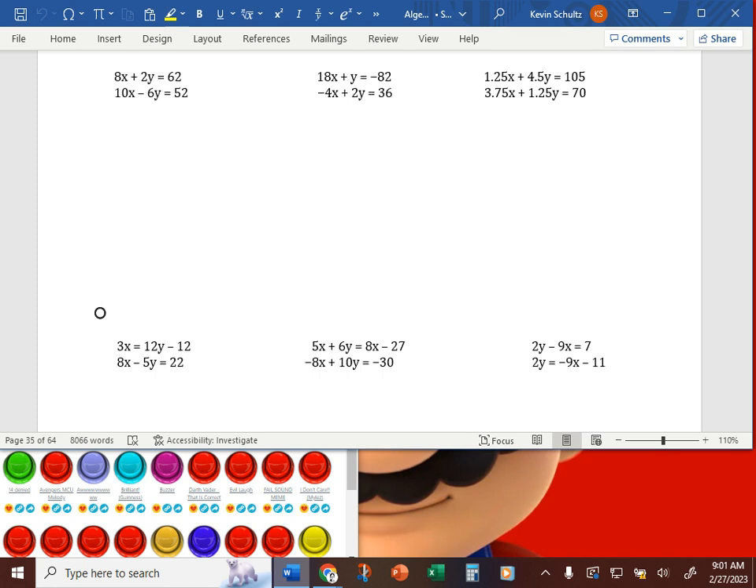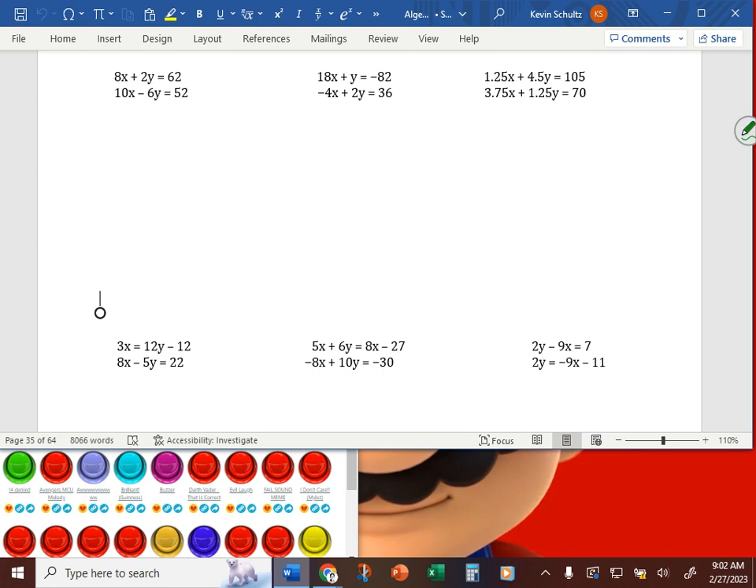You can also multiply by what? Since they're all out to at least the hundredths place, if you multiply by 100, you're just going to kick each decimal over 2 spots. It makes for some very large numbers, but that would do it as well. Okay, but we're going to stick with the decimals.